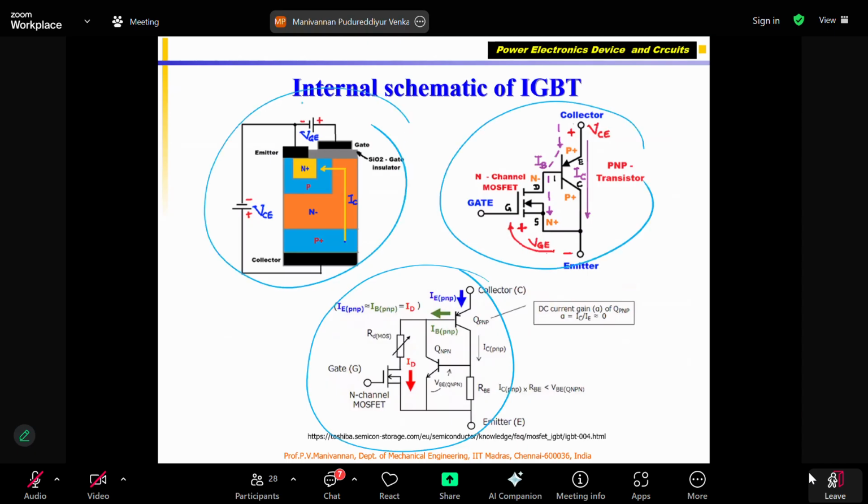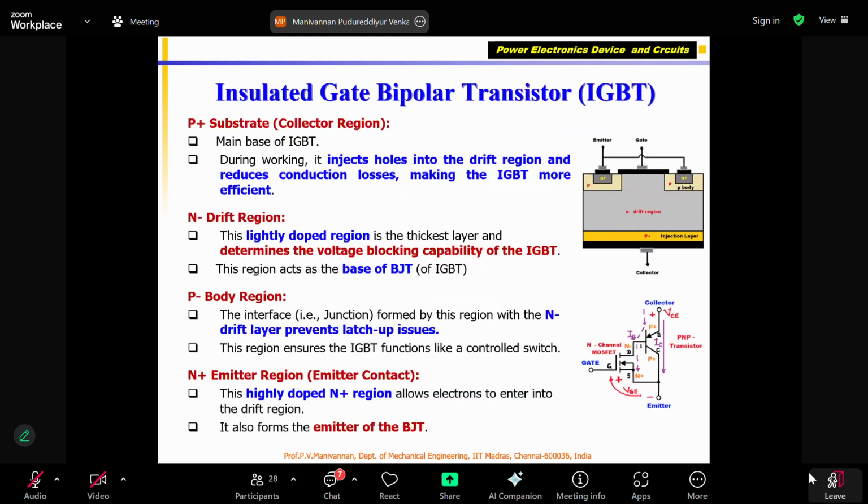Basically, if I vary this voltage, this current IC will vary. So we have to give a positive voltage varying from 0 to 5 volts. Then current will flow through the resistor. This is how it works. You understood? Okay.